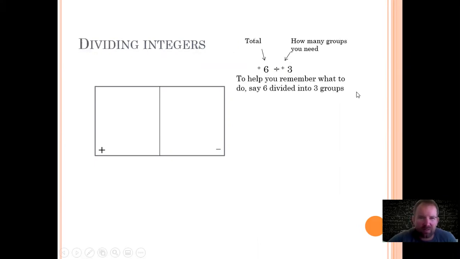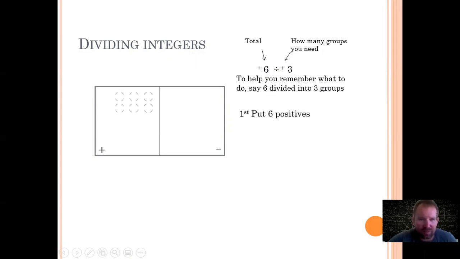So let's talk about dividing integers real quick, and this will be the last thing we do. So we have our total. We have how many groups we need. We need 3 groups out of our 6 total. So to help you remember what to do, say 6 divided into 3 groups. So we're going to take 6, and we're going to divide it into 3 groups.